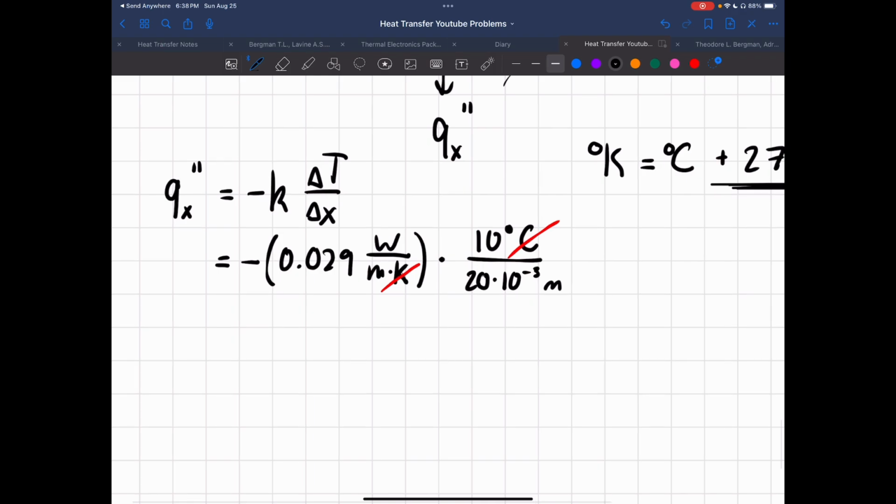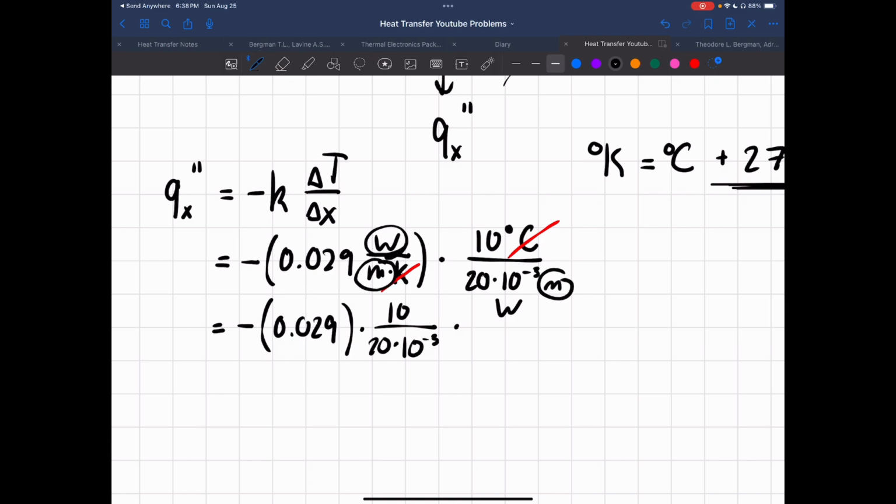And so that leaves us with, I'm going to separate the math and the units here. We have minus 0.029 times 10 over 20 times 10 to the negative 3. And then what are our units? So over here we have watts, so times watts. And then we have a meters on the bottom and a meters on the bottom. So I'm going to change that into meters squared.